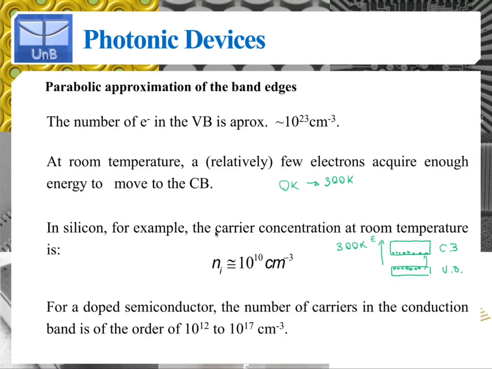Okay, and for silicon, this is of this order, 10 to the 10th per centimeter cubed. For a doped semiconductor, you can get much larger values. So the number of carriers in the conduction band, electrons, and carriers in the valence band, holes, is of the order of 10 to the 12th up to 10 to the 17th, or even larger, 10 to the 21st, and so on, per centimeter cubed. So by doping the semiconductors, you can introduce electrons in the conduction band and holes in the valence band, and raise this number up to much larger values. In fact, even larger than these ones right here.